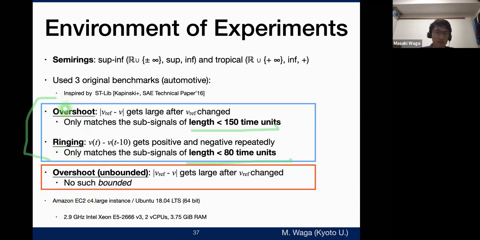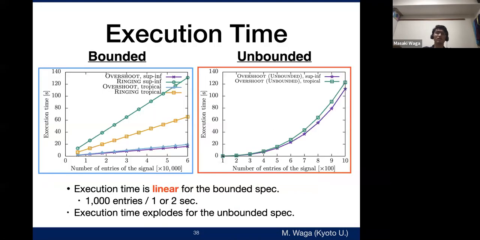So we call the first two specifications bounded and the third specification unbounded. And the result of our experiment is like this. For bounded specifications, the execution time was linear. We could monitor about 1,000 entries in 1 second or 2 seconds. So we can do monitoring with, let's say, 10 millisecond sampling or something like that. So I would say this is rather fast.